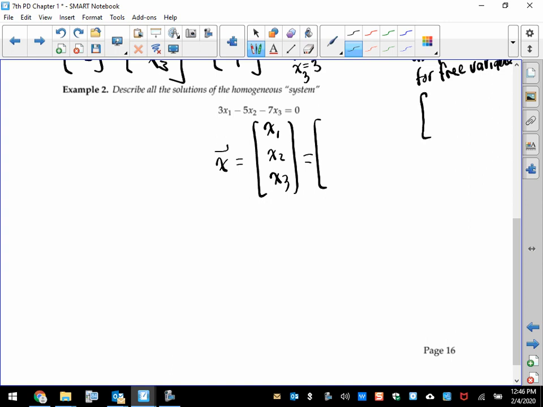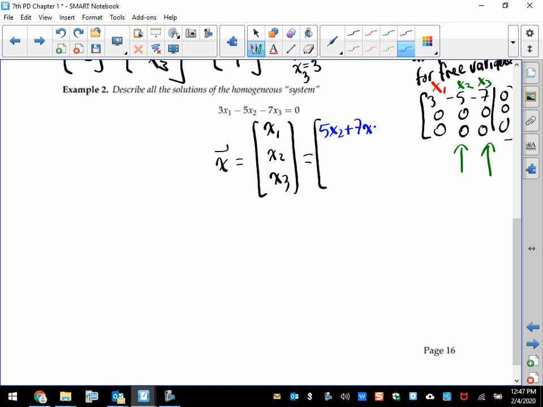If you write this as an augmented matrix, it would look something like this. Right, and so x2 and x3, notice that they don't have pivot elements in those columns, so we're getting free variables from them. x1 is just a basic variable, so let's write x1 in terms of x2 and x3. So here we're going to have 5 x2s plus 7 x3s is x1. And then these two variables are just free. So x2 and x3 are free.